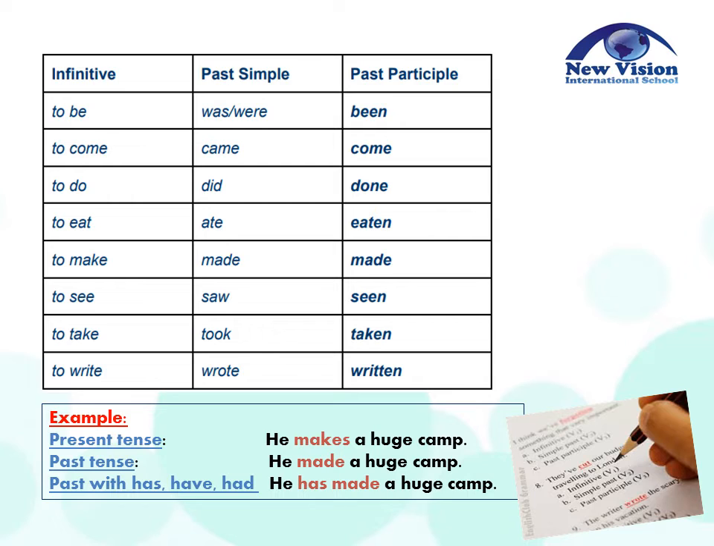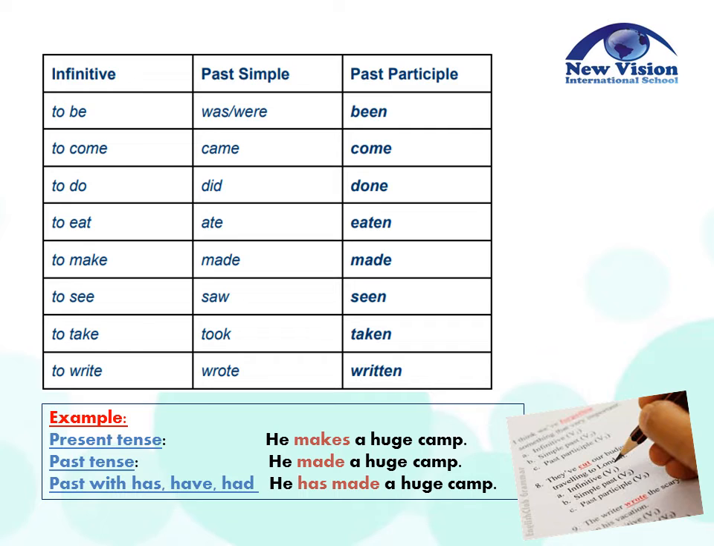I will read some verbs here. Look at the verb come. What's the past simple? You can say with me, yes. Came. And the past participle? It's come, like the infinitive.